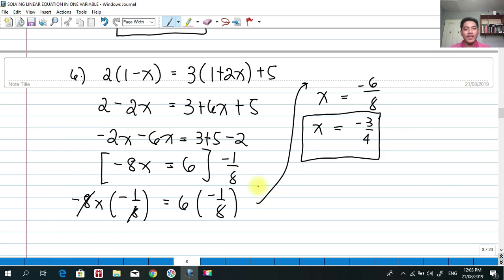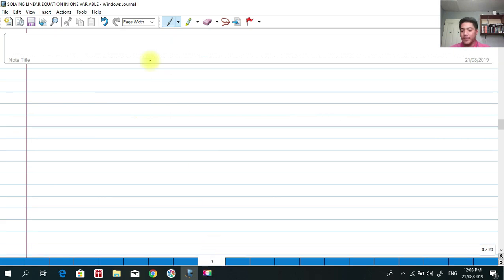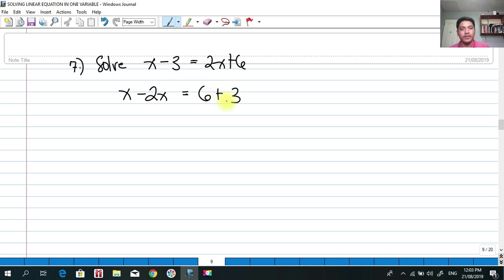Pretty easy, right? So let's jump now to our last example. Pretty easy example again. We have to solve x minus 3 equals 2x plus 6. Again, this should be easy. x minus 2x equals 6 plus 3. So this should be negative x equals 9.